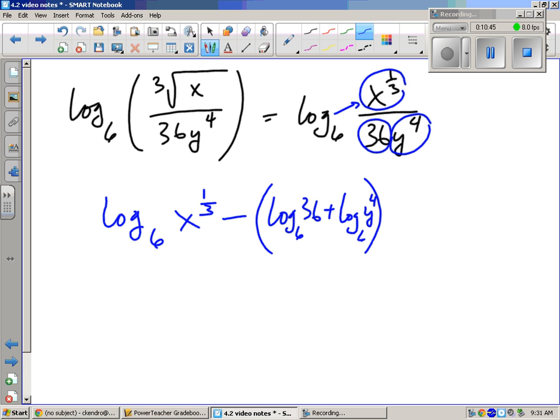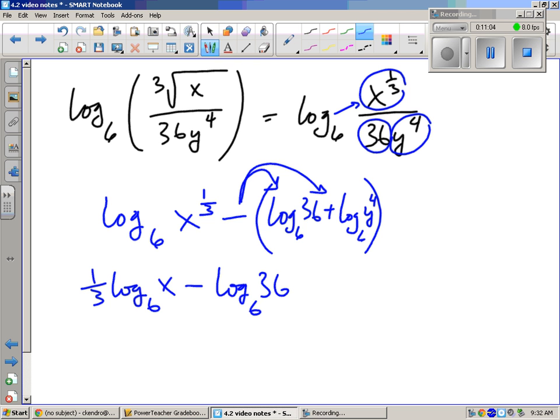Next we have to bring down the exponents, bring them out front. So that 1/3 comes out front. Then I'm going to distribute this negative sign into each. So log base 6 of 36, we don't have any exponents, so we leave it. And then this minus times that plus makes it minus. Bring the 4 out front, so 4 log base 6 of y. All right, we're getting there.